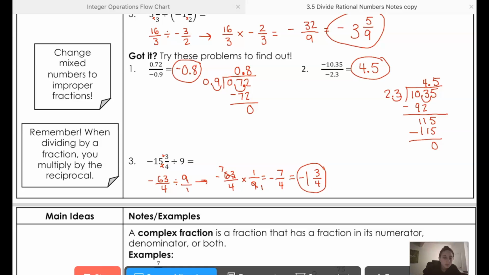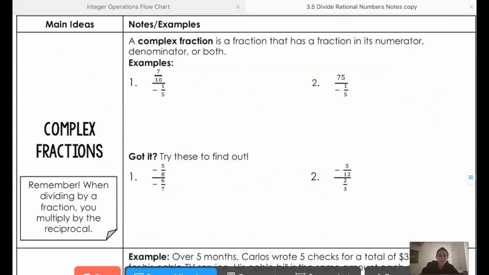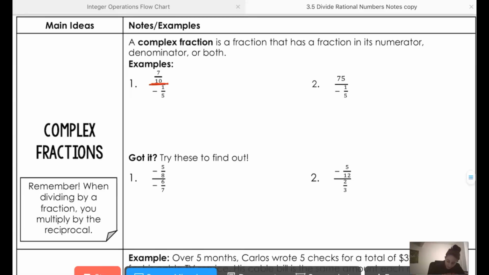Now we're going to look at what happens when we have something called a complex fraction. A complex fraction is a fraction that has a fraction in its numerator, denominator, or both. So number 1, we have fractions in the numerator and the denominator, but keep in mind this fraction bar right here still just means divide. So this problem is really just asking us to do 7/10 divided by negative 1/5.